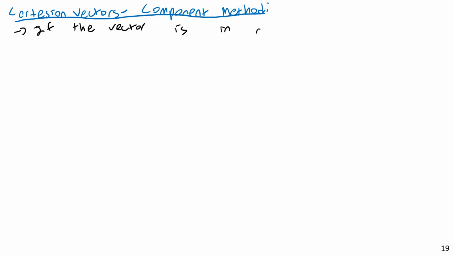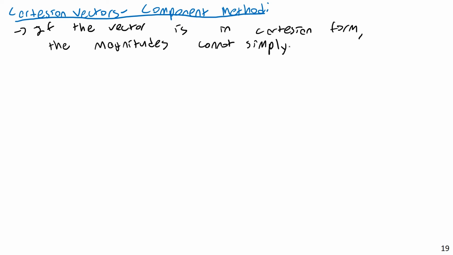So, first of all, if the vector is in a Cartesian form, obviously the magnitudes cannot simply be summed. You can't do some really weird combination of a 4-term Pythagorean theorem or something like that. Instead, we need to add the individual components and then recombine them, reconvert them to polar form if we want that. Instead, we use the following steps.